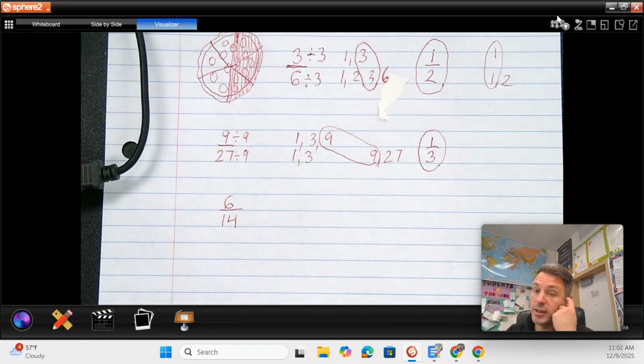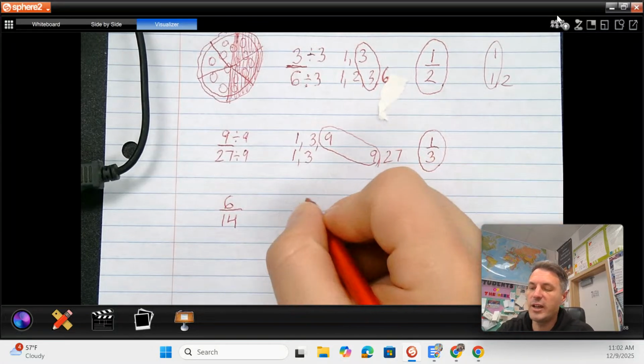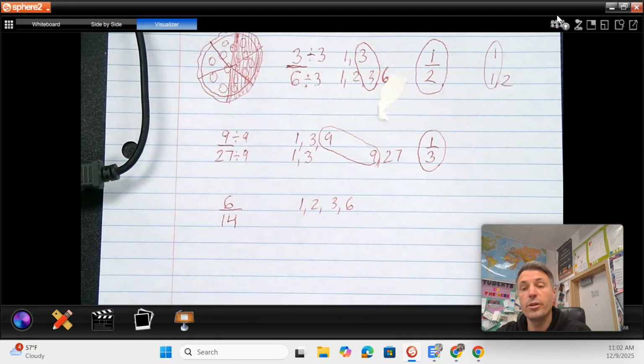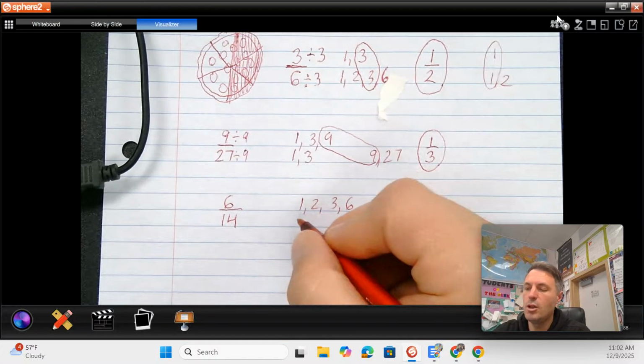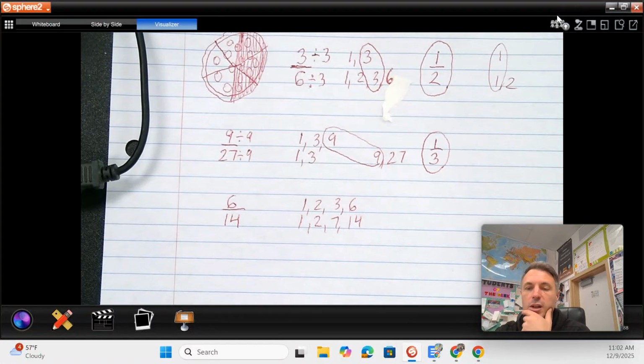How do we simplify 6 over 14? Well, you list the factors of 6 and 14. The factors of 6 are 1, 2, 3, and 6. What are the factors of 14? All the numbers you can multiply together to equal 14. 1 times 14 is 14, and 2 times 7 is 14. You can't multiply anything else to equal 14.